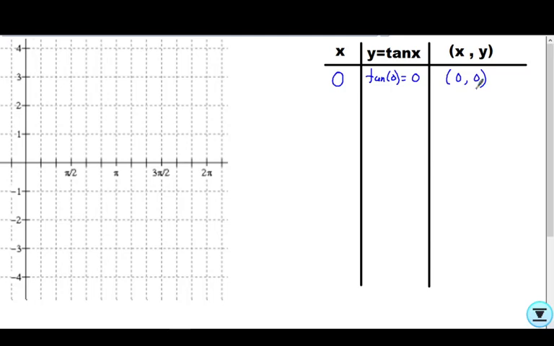So we start at the point (0, 0). Then we're going to move to pi over 4. What's the tangent at pi over 4? Well, that's 1. So we get the coordinate (pi over 4, 1). Then we're going to move on to pi over 2. What's tangent at pi over 2? Well, there it is, undefined. Then we move over to 3 pi over 4. Tangent's -1.